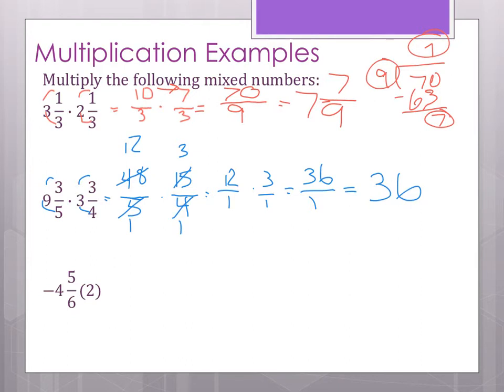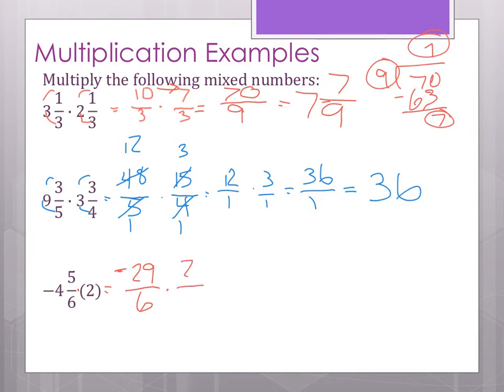Next we have negative 5/6 times the whole number 2. Remember, this is implied to be a multiplication problem here. Okay, so let's convert. That first one, we're going to keep the sign, so we know this is still going to be a negative fraction. Okay, 6 times 4 is 24, plus 5 is 29. Over the original denominator of 6.